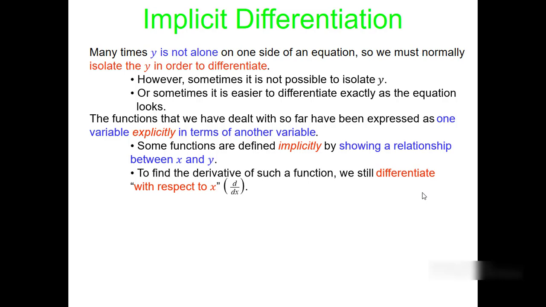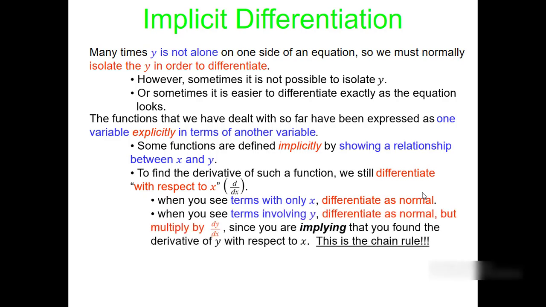So to find the derivative of a function like this, we're still differentiating with respect to x. The only difference is that when you see terms with only x, we differentiate as normal, but if we see terms involving y, we differentiate as normal, but multiply by an additional dy dx. Since we're implying that y is a function of x, we're actually applying the chain rule. So notice that if there's ever a term with y, let's say we're taking d dx of y squared, which we will do shortly, the derivative will be 2y, but we multiply by an extra dy dx.